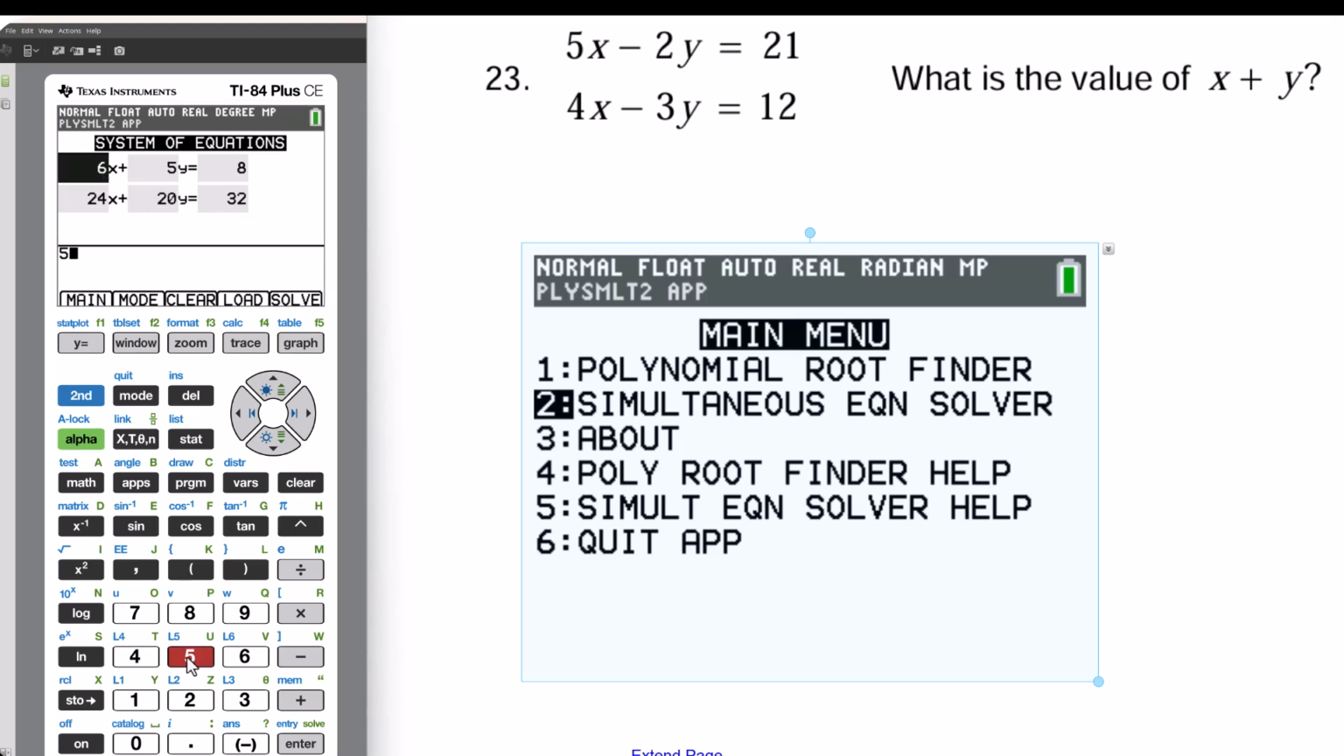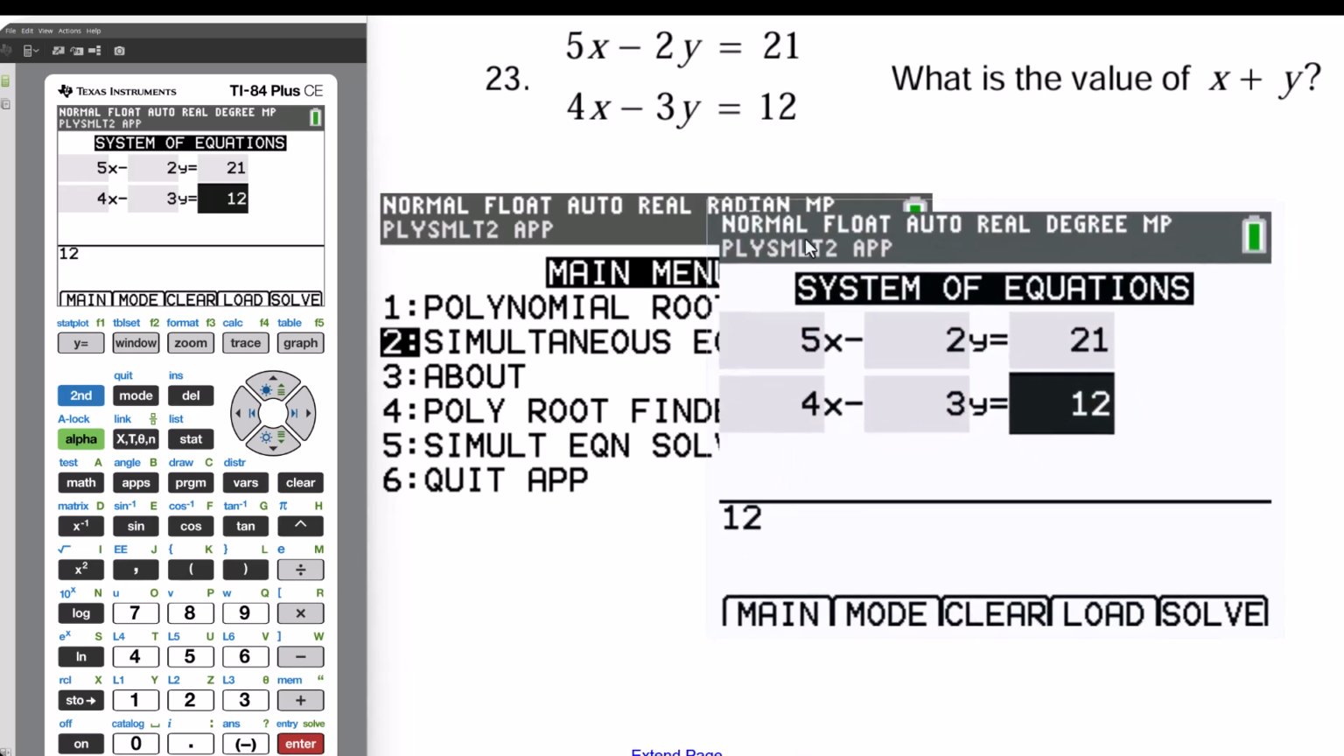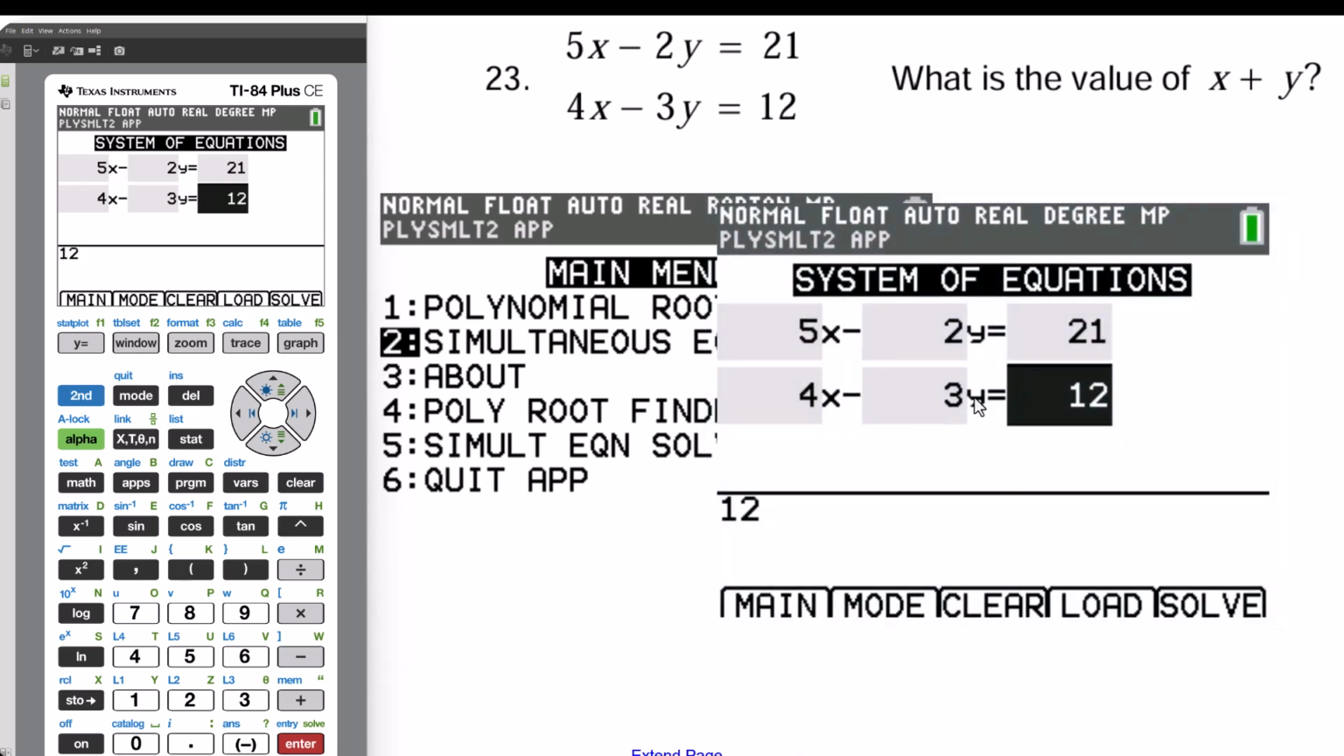I'll type in 5 for the coefficient of x and press enter. I'll put a minus sign there, enter. Notice I don't have to clear what's there, it overtypes it. I need a 2 for the coefficient of y, enter, and 21 for the constant, enter. I love that it jumps to the beginning of the first equation. So I want a 4, enter, a minus, enter, a 3, enter, and a 12, enter. Please double check what you type in, because it'll solve the equation you type, not the one you wanted to type.